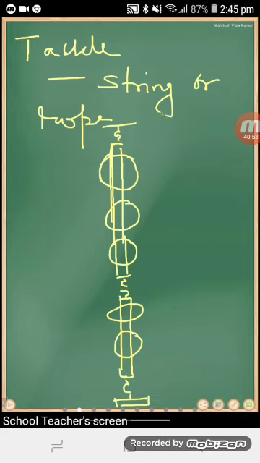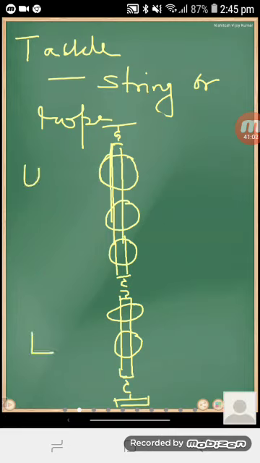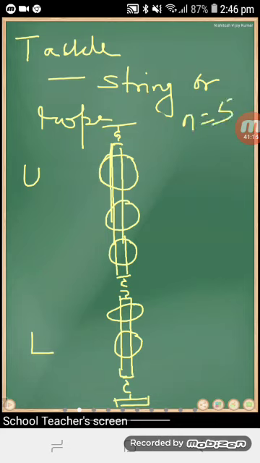support. So two blocks. This is your upper block, this is your lower block. Now in this case, if we try to pass that rope or string or the tackle as we say it, this is basically for n equal to 5, the total number of pulleys in both the blocks together. That is, upper is 3 and lower we have got 2 and total is your 5.